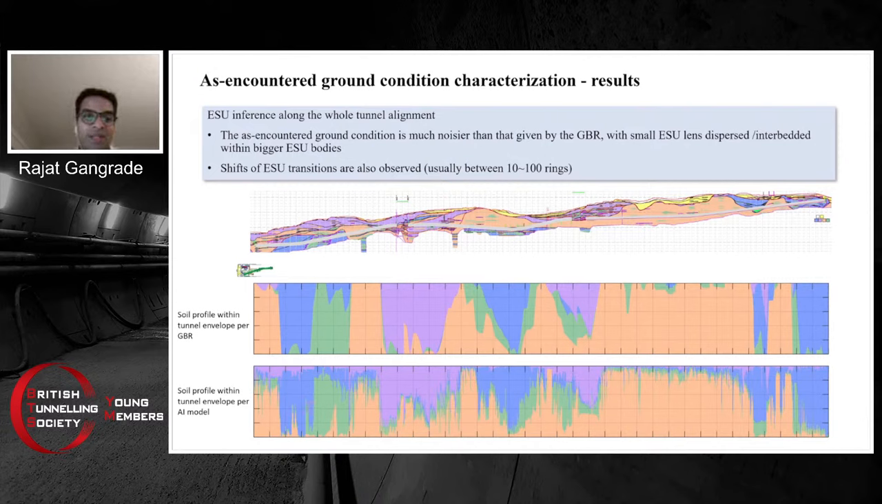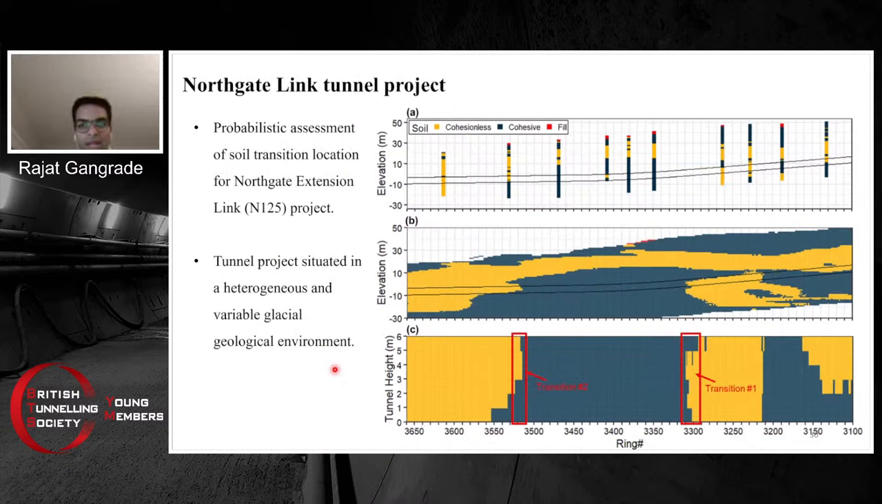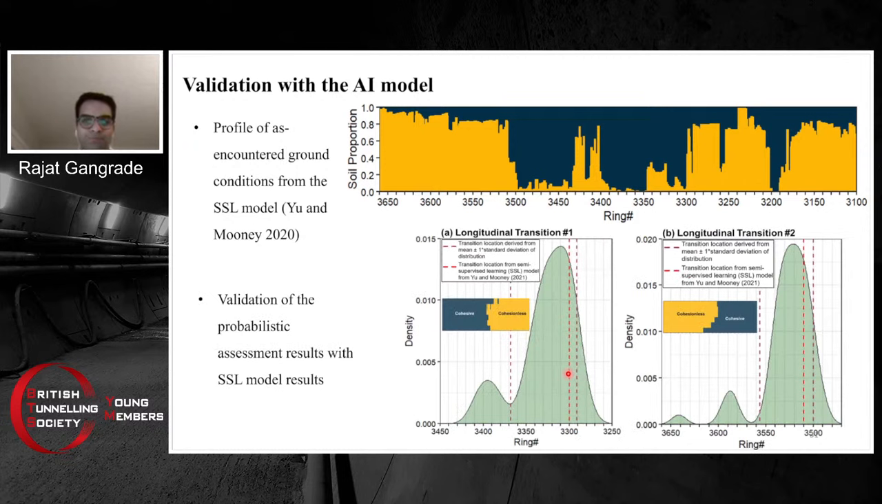My second validation is using this as-encountered ground condition model to understand where the transitions from geostatistical modeling occur. In this case, I used a different project. Again, I identified locations of two transitions between cohesive and cohesionless. I have the soil proportion of soil types with respect to rings on the top, and the validation comes into the picture in the PDFs over here, or the probability distribution function.